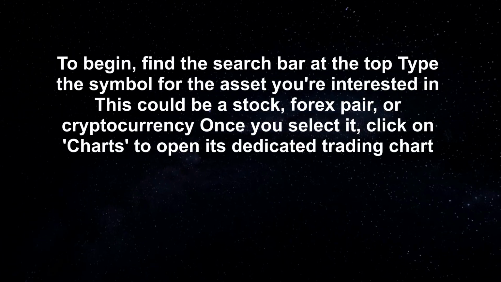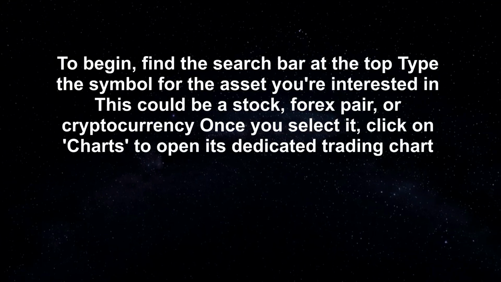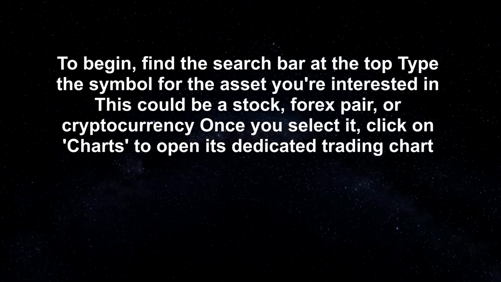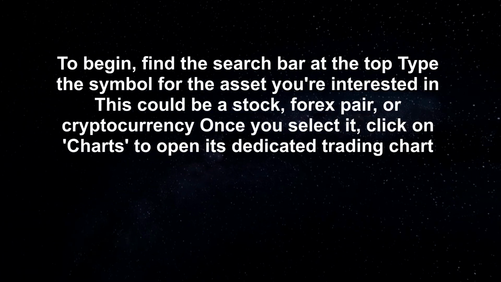To begin, find the search bar at the top. Type the symbol for the asset you're interested in. This could be a stock, forex pair, or cryptocurrency. Once you select it, click on Charts to open its dedicated trading chart.